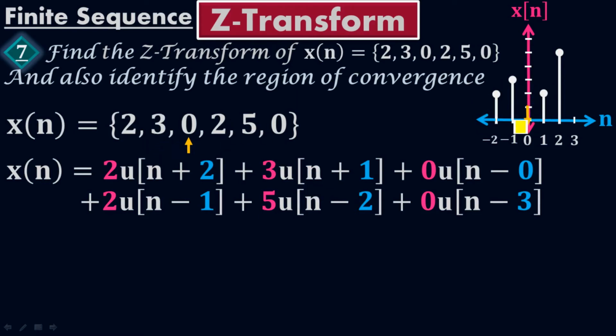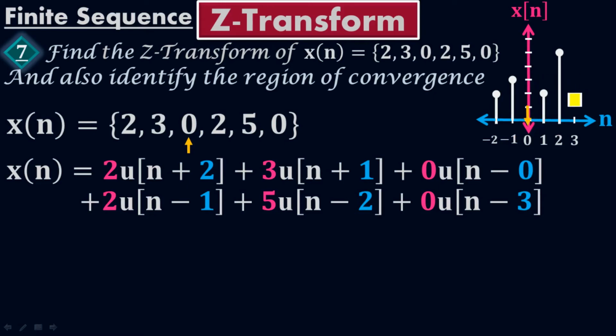Look on the left of the 0, I have the advanced samples. This sample is advanced by 2. And the other sample has been advanced by 1. An advanced sample means that the sample starts earlier. The first sample has been advanced by 2 points. This sample has been advanced by 1. It means that it starts earlier by 1 point.